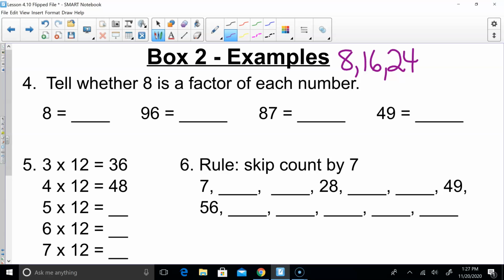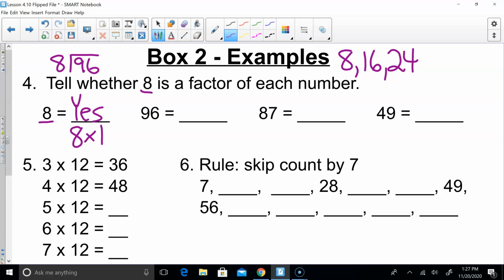So we know, is 8 a factor of 8? Well, if we're asked whether a number is a factor of itself, the answer is always yes, because that number times 1 gives us that. Yes, because 8 times 1. Now if you look at 96, it would take us a long time to get there. So we know that if it's a factor, then we should be able to divide 96 by 8.